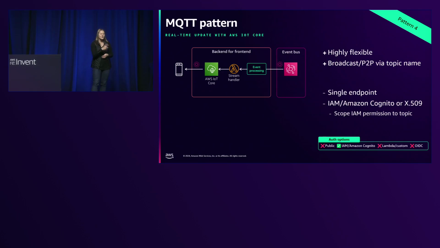And then additionally, the authorization modes that we support in this approach are more focused towards IoT-based devices. So we support IAM, we support Cognito identities, but then we also support X509 certificates, which are commonly found in these IoT devices for authorization.